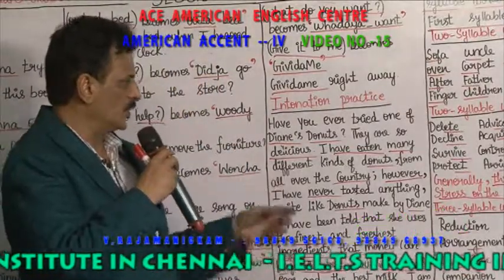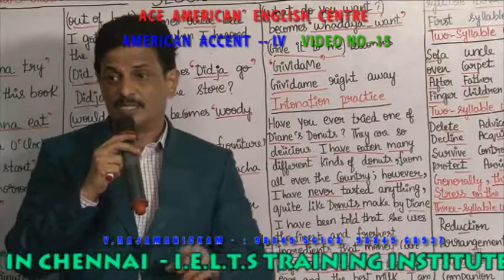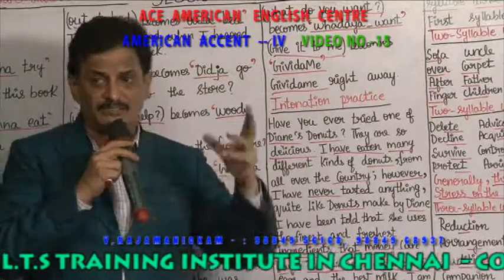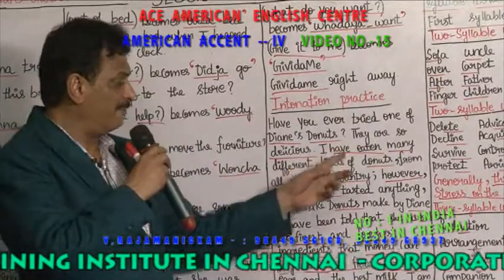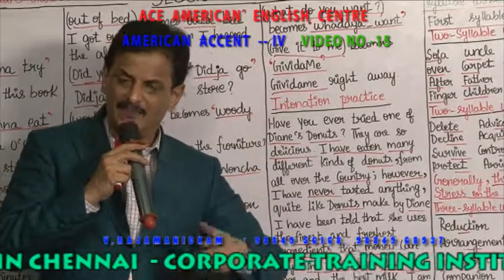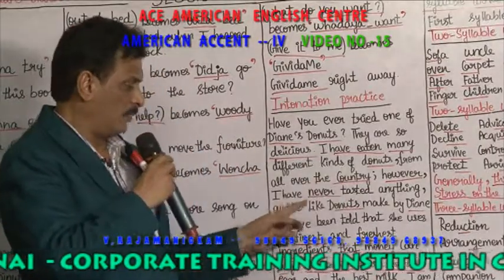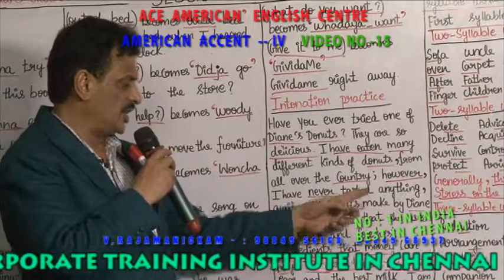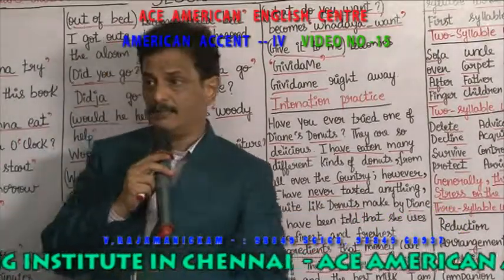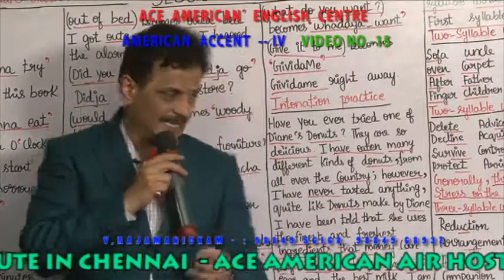அதை டோனட்ஸ் என்று சொல்கிறோம். Have you ever tried Diana's donuts? டயானா கம்பெனியினுடைய அந்த டோனட்டை சாப்பிட்டிருக்கிறாயா? They are so delicious. அவை அறுசுவையாக இருக்கிறது. I have eaten many different kinds of donuts from all over the country. நாடு முழுக்க பல வகையான டோனட்ஸ் சாப்பிட்டிருக்கேன். However, I have never tasted anything quite like donuts made by Diana. ஆனால் டயானா டோனட்ஸ் மாதிரி இதுவரை நான் டேஸ்ட் பண்ணியதே இல்லை.